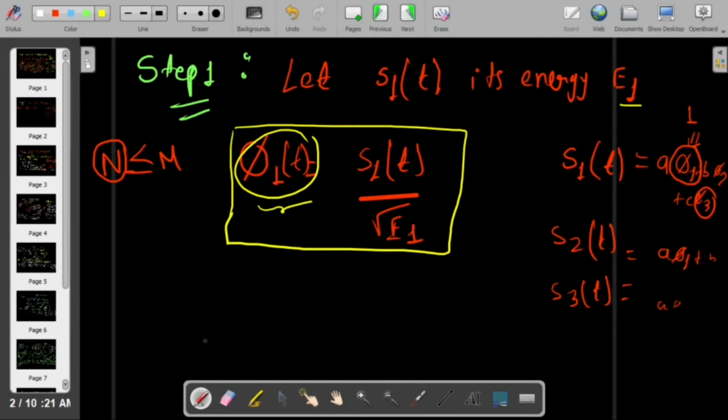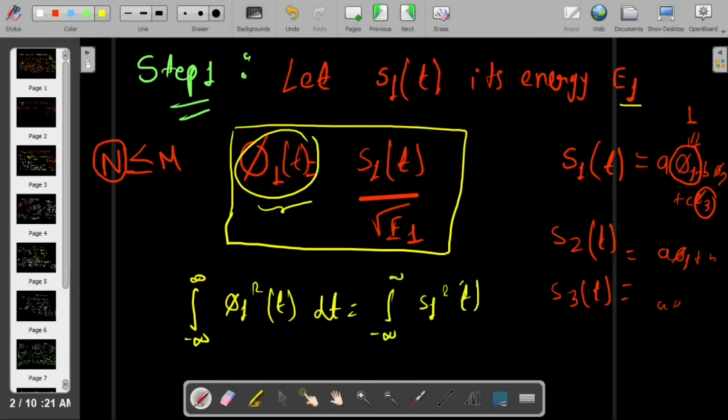So we can directly calculate the energy of phi 1. How will we calculate the energy of phi 1? Simply the integral from minus infinity to infinity of phi 1 square t dt, and it's nothing but S1(t) upon the square root of E1, squared. And we know that E1 is a constant, we can take it out, and this integral with dt, I forgot dt, is nothing but E1 only. So E1 will get cancelled, and at the end we are left with 1. So we can say that our condition is satisfied, that this is our orthonormal basis function.